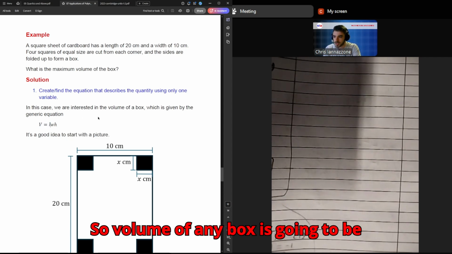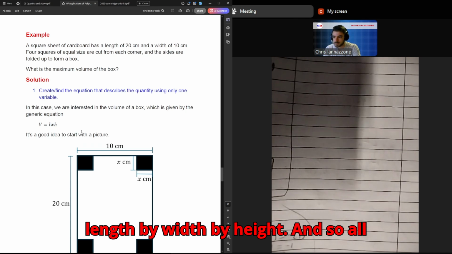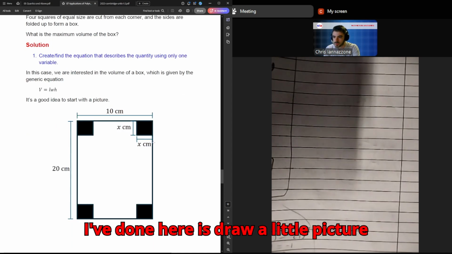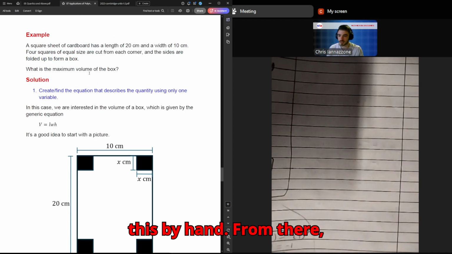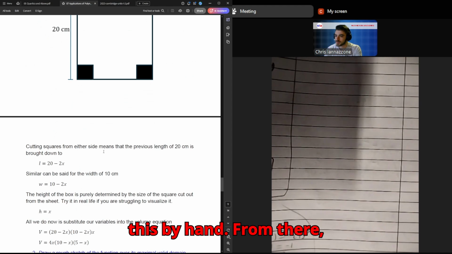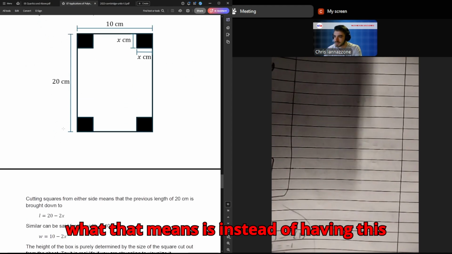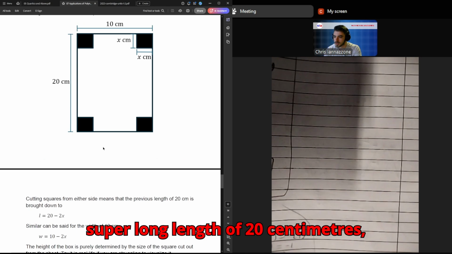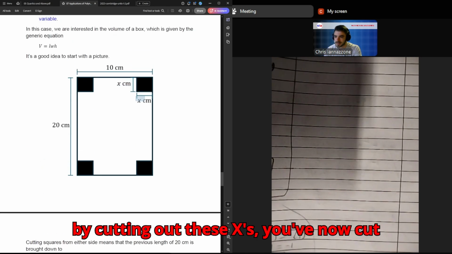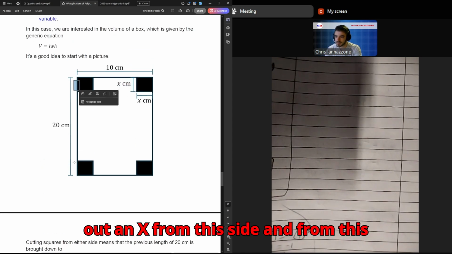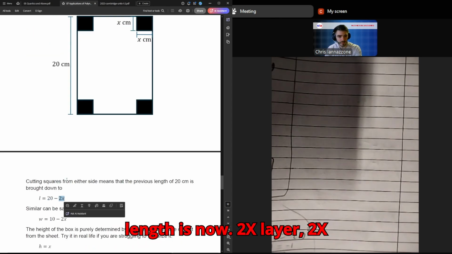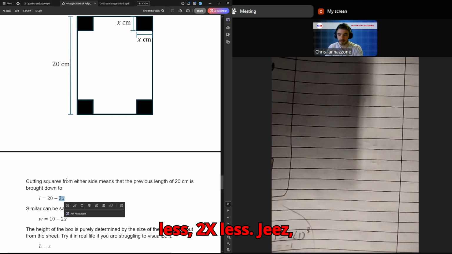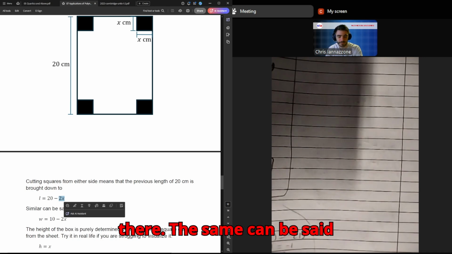So volume of any box is going to be length by width by height. And so all I've done here is draw a little picture of what's going on. You would do this by hand, or at least I hope you would. From there, instead of having this super long length of 20 centimeters, by cutting out these x's, you've now cut out an x from this side and from this side. And so you started with 20, your new length is now 2x less.